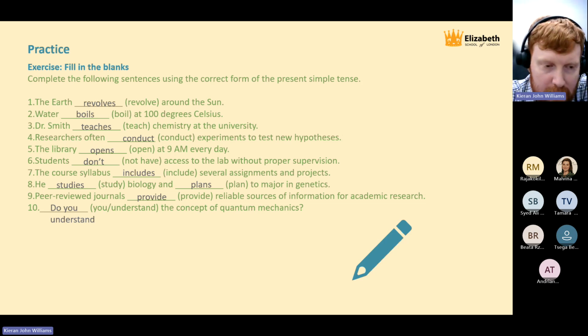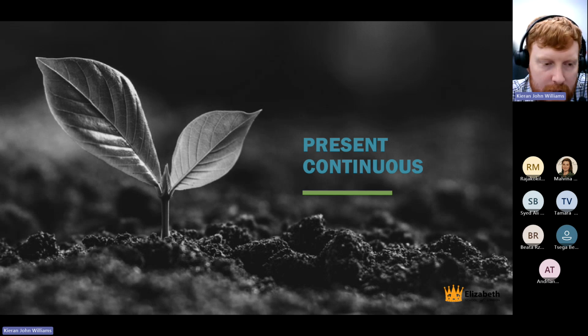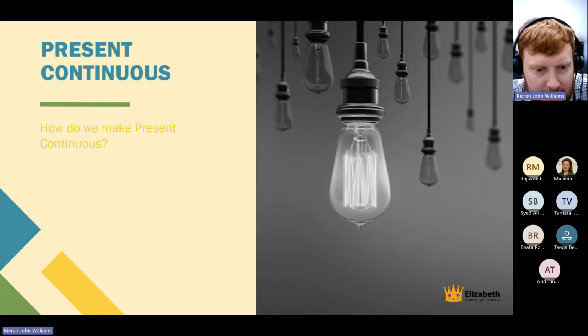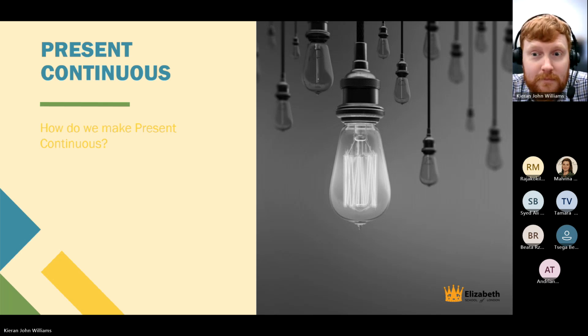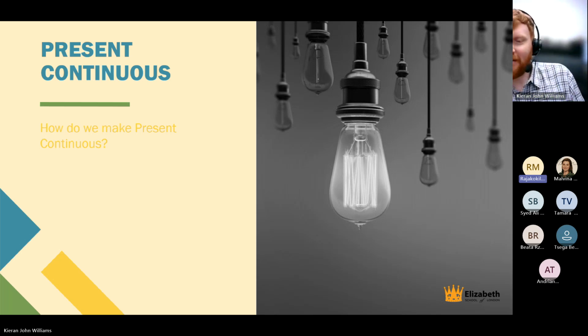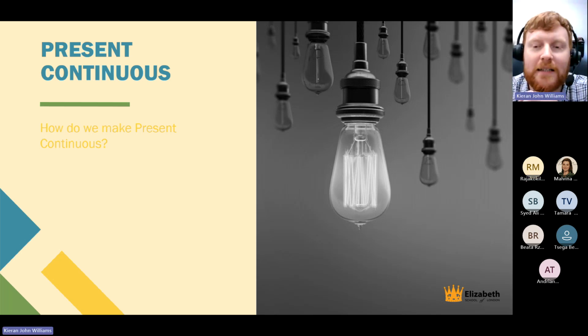So let's move on now to the next one, which is present continuous. And again, we are thinking about how we can make the present continuous. Does anybody want to help me here? How do we make present continuous? Come on, don't be shy. Present continuous. It's like for example, now we are. So you are teaching us. That's present continuous. Very good. That's a lovely example there. Excellent. Thanks for that.